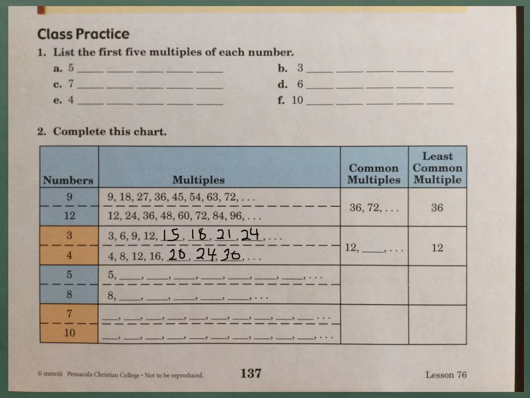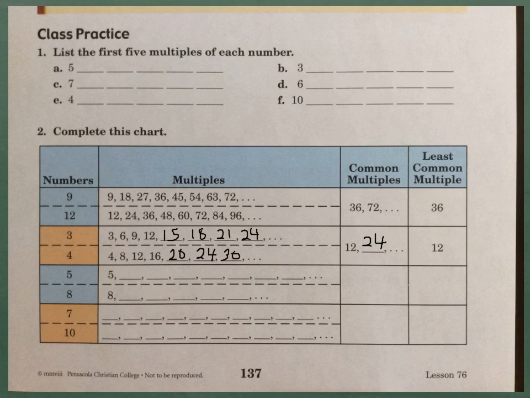Now they have a blank for us to fill out another common multiple, and it looks like we've got 24 as a second one that we need to write down. And our LCM, that is our least common multiple, is going to be 12, because out of our common multiples, 12 is the smallest one. They've written it for us there. We need to recognize that that is the LCM.